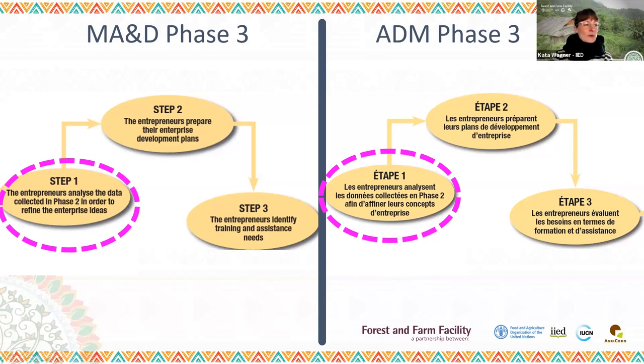So let's talk about step one. To ensure that the entrepreneurs can prepare their EDPs, they need to be familiar with the methods and tools used to define the strategies in the five areas of enterprise development. So the main objective of step one is to familiarize the entrepreneurs with these tools. And during the step, the entrepreneurs will also identify the best options for financing their enterprises.